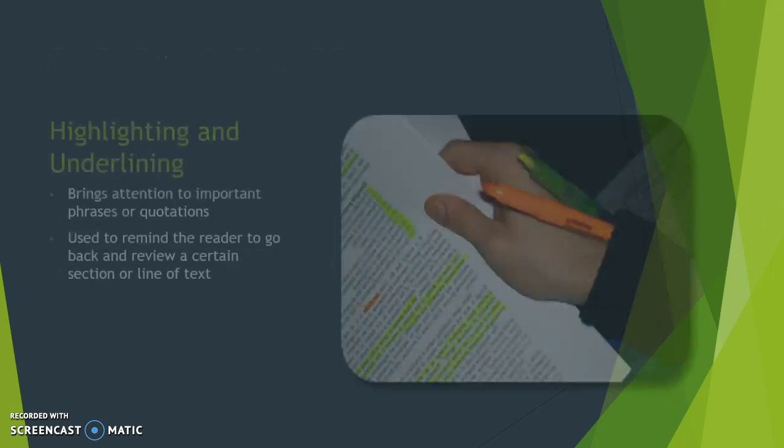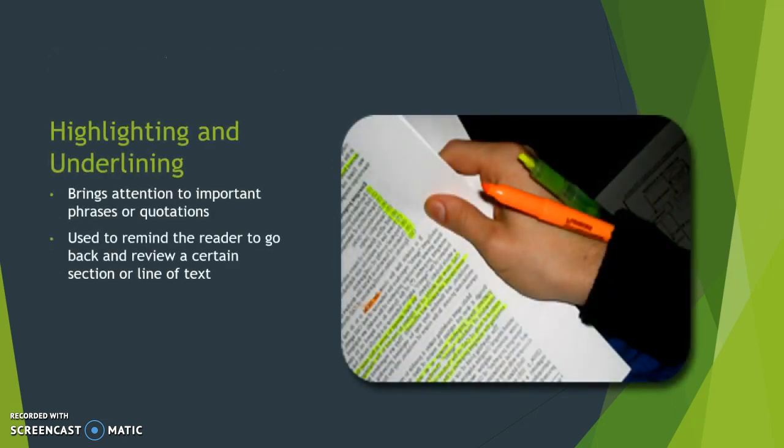So we're also going to be talking about highlighting and underlining, which is something that people have used pretty much since you've used texts, probably since middle school. It brings attention to important phrases or quotes. It allows you to also color code if you want to. And it's basically used to remind you to go back into a text and remind you that a line of text or a quotation is important.